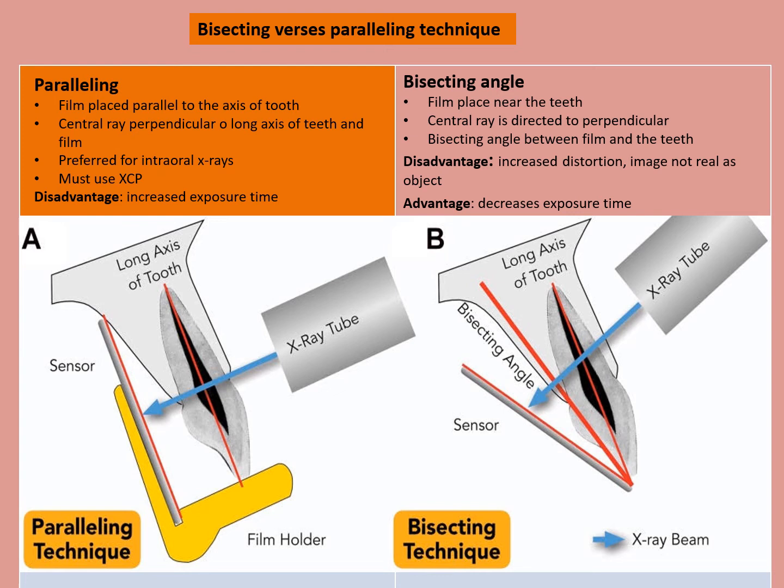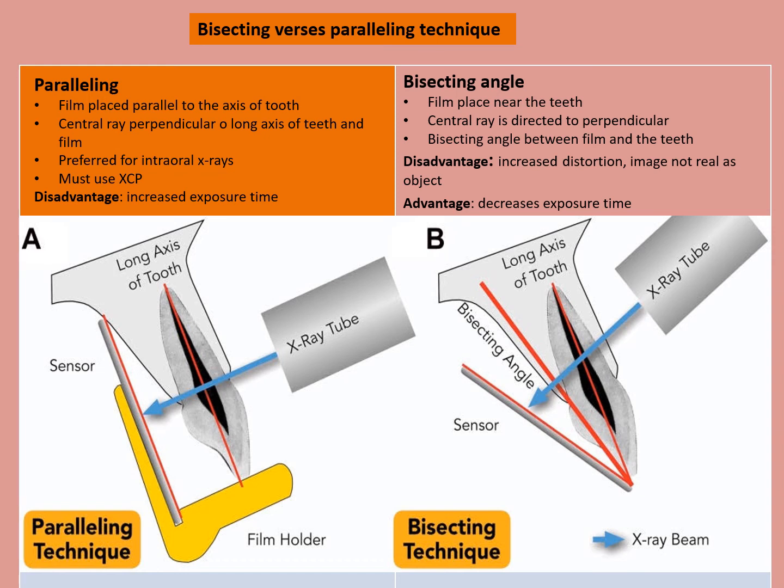Now in this slide, we can see the two types of X-ray techniques, the bisecting angle technique and the paralleling technique. So in the paralleling technique, the film is placed parallel to the axis of the tooth. So tooth and film are parallel to each other, and the X-rays are perpendicular to both the tooth and the film. This is the one that is preferred for your X-rays, and you must use a film holding device or cone positioning technique for that. However, the only thing in the paralleling technique, although chances of distortion and magnification are less, is that having a long cone will have a longer exposure time.